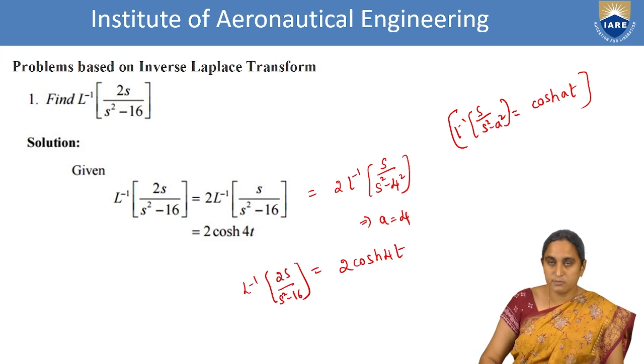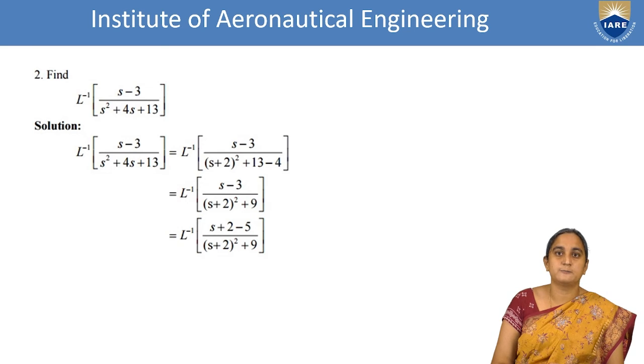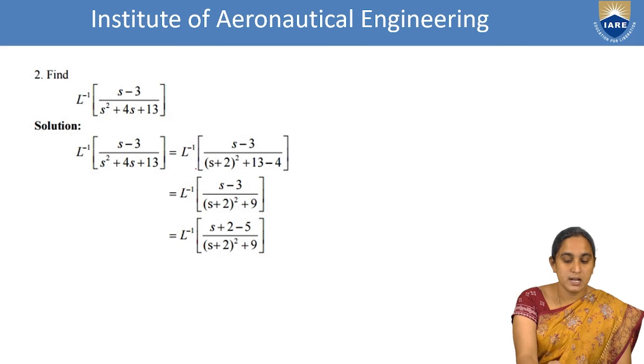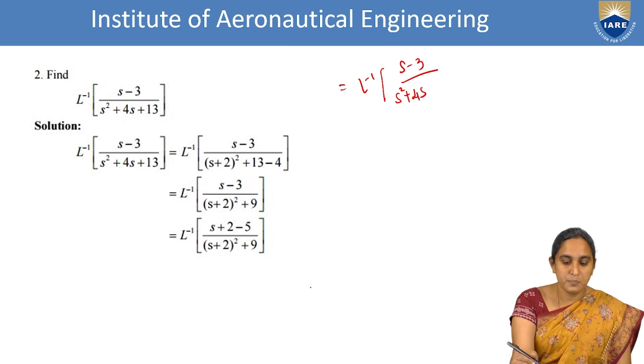Again, I'll go to the second one. Find Laplace inverse of s minus 3 by s square plus 4s plus 13. I'll write this simply as Laplace inverse of s minus 3 by, here I'll write s square plus 4s, plus 9 plus 4.